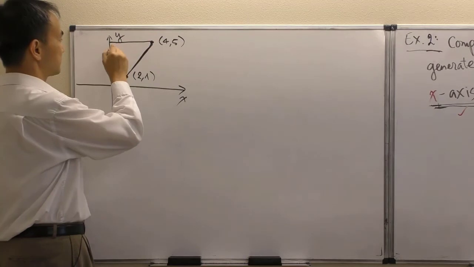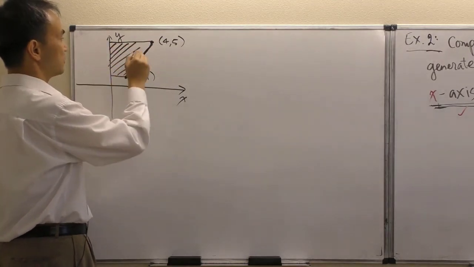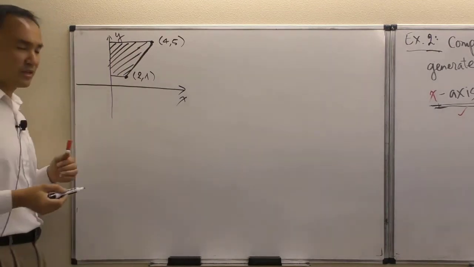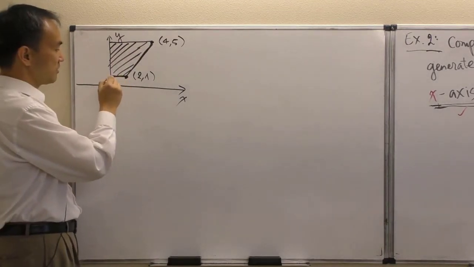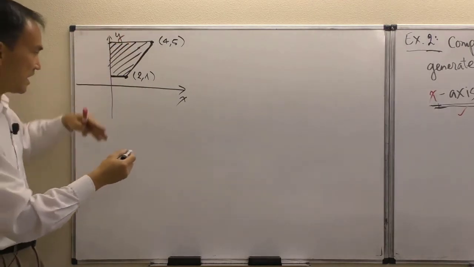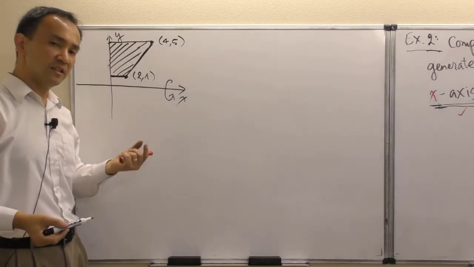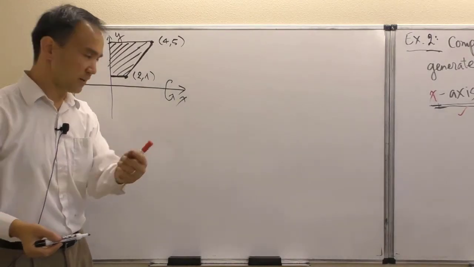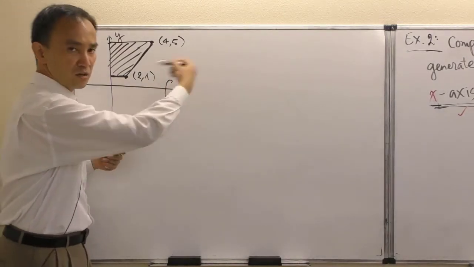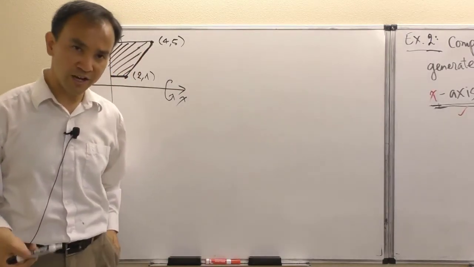All right. And yes, I'm shading to make it clear about the region. But now we want to rotate this region around the x-axis. And like I have already explained, the orientation of the rotation should not matter. So we can go counterclockwise or clockwise. We're still going to end up with the same solid.